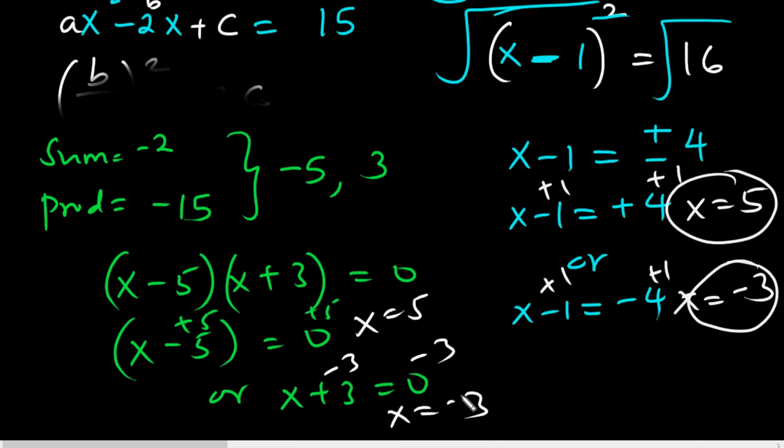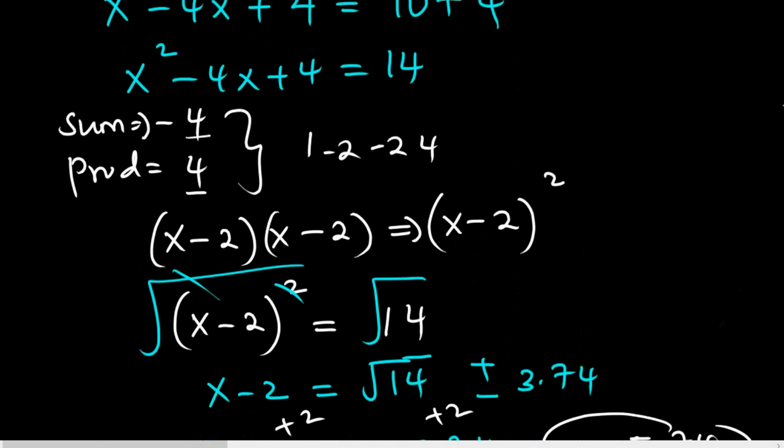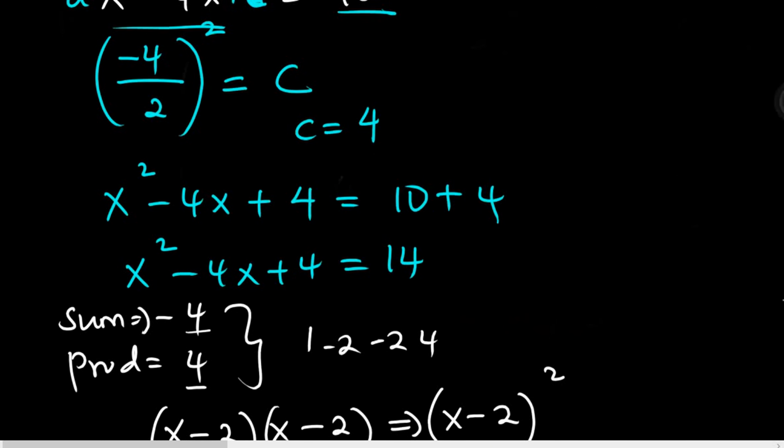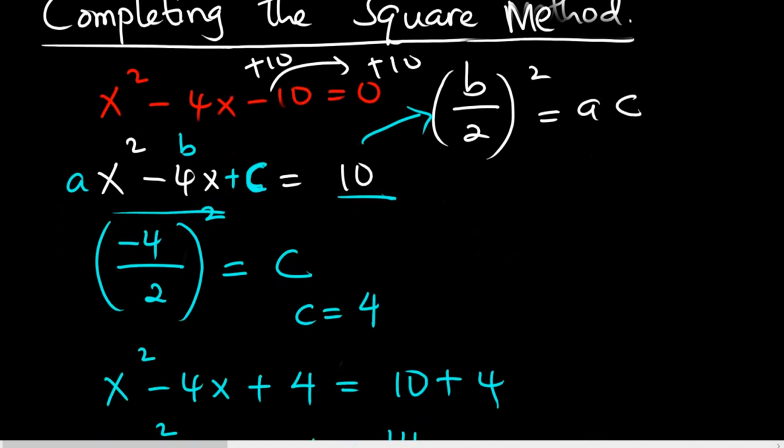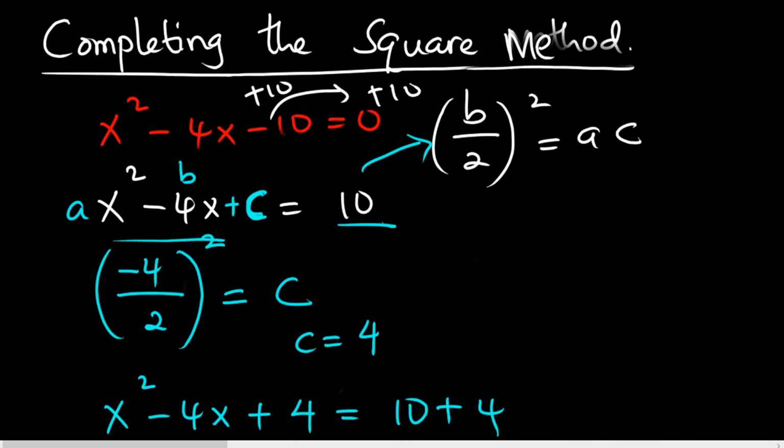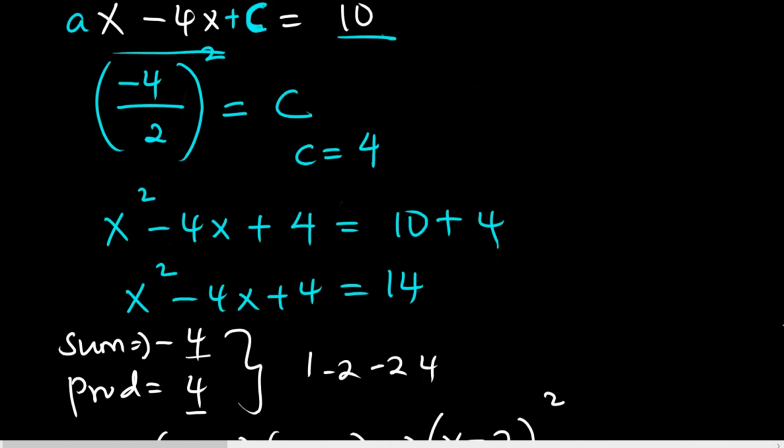So you see that we have found similar answers, and that is what we call the method of completing the square. Okay, it's a very reliable method. It cannot fail you. It's not like the factorization method whereby it can fail you sometimes. Sometimes you can get numbers where you cannot get the sum and the product of those two numbers. So this is a very reliable method.